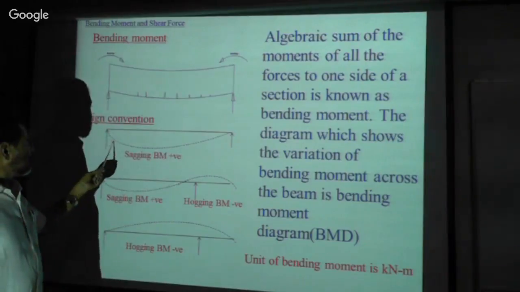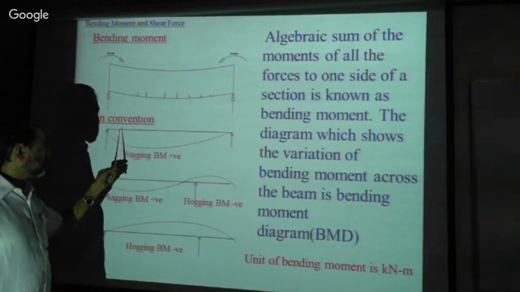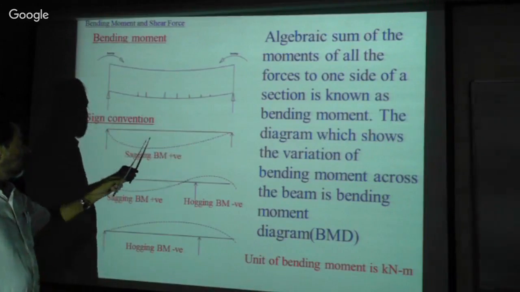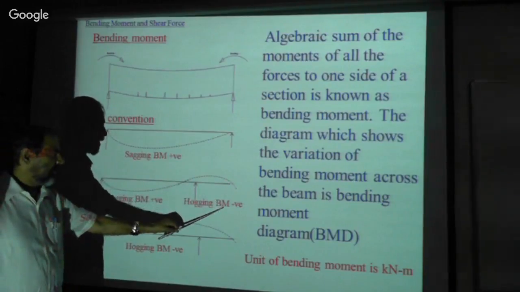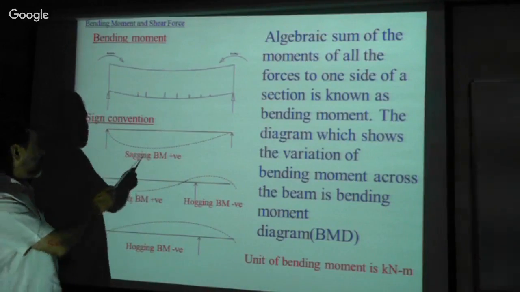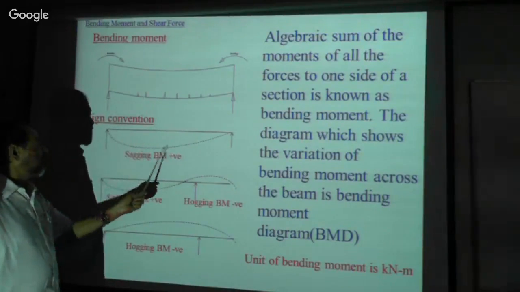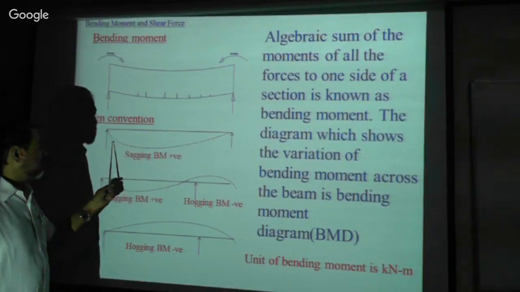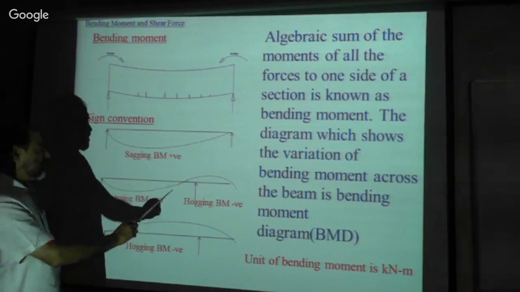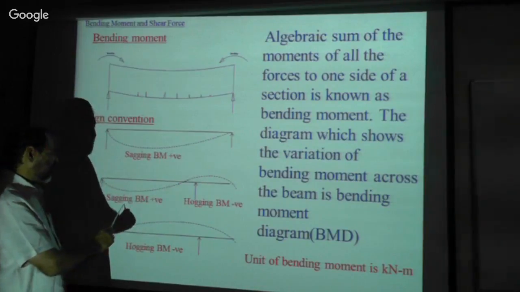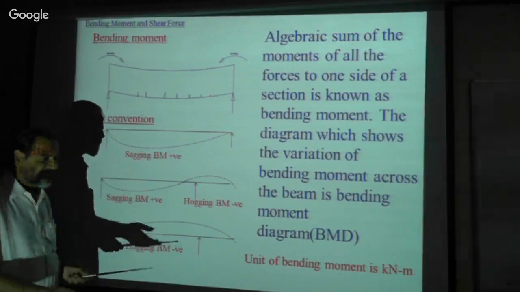Now, when the beam is loaded, the deflection must occur in this direction only. This I have taken as positive bending moment, and the reverse, in the opposite side, I have taken as negative bending moment. That is called sagging bending moment. For this type of loading and this type of deflection, the bending moment that occurs along the beam is sagging bending moment, and that is positive. Whereas here it is reverse. The reverse of sagging bending moment is hogging bending moment. They consider this as negative.